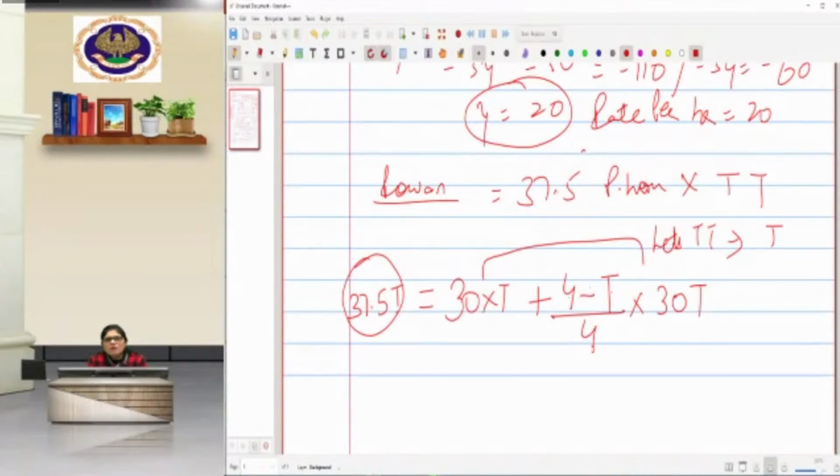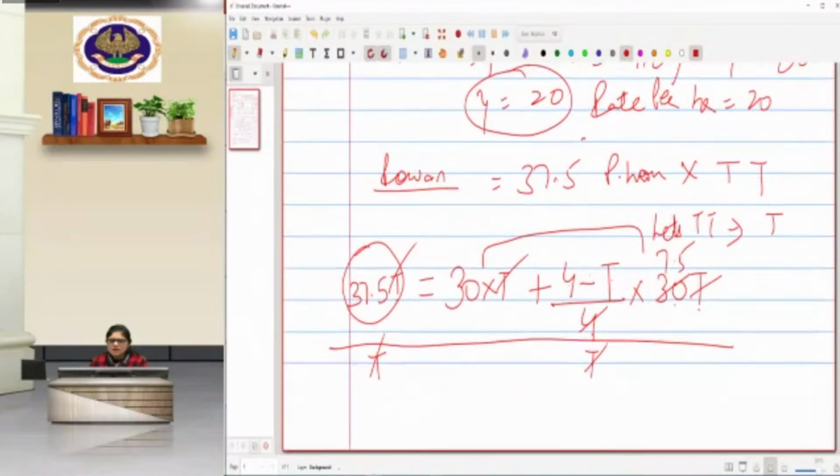So time saved, how do you calculate time saved? Time allowed minus time taken. Time allowed we know, we don't know the time taken, so we cannot calculate time saved here. Divided by 4, it's the time allowed, into time taken into rate per hour. So time taken we don't know, rate per hour we know. So if we divide both sides by T, it will be cut here. I've solved the equation also for you.